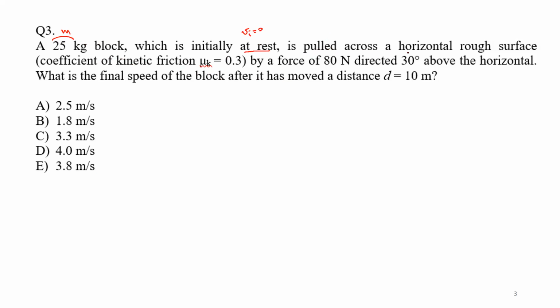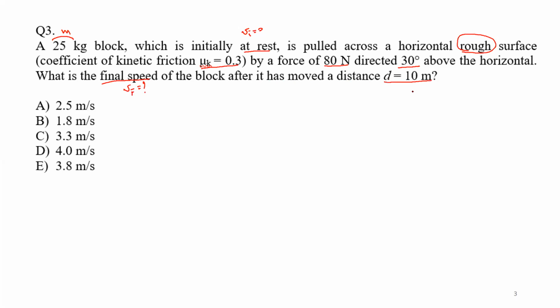This block is pulled across a horizontal rough surface. Of course, that means I have friction. That's why I give you the coefficient of kinetic friction, mu k equals 0.3. Now the force which is pulling it has a magnitude of 80 in a direction of 30 degrees above the horizontal.